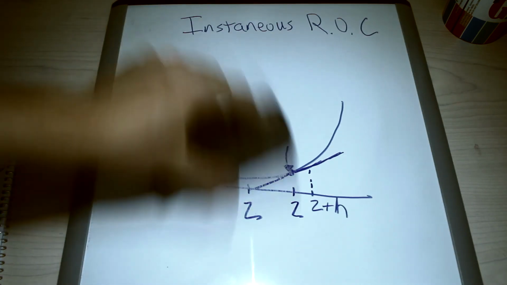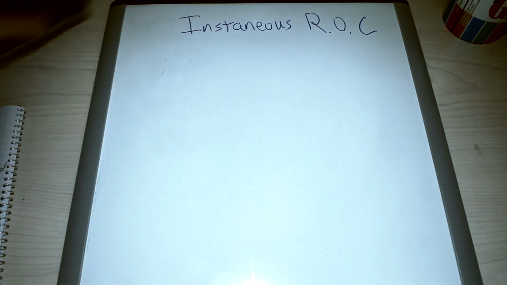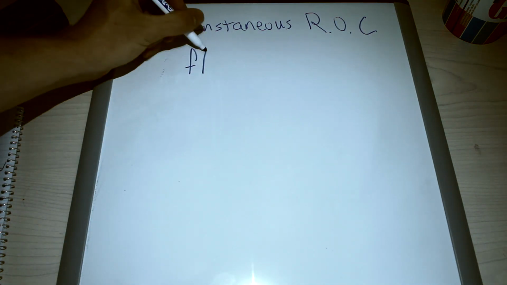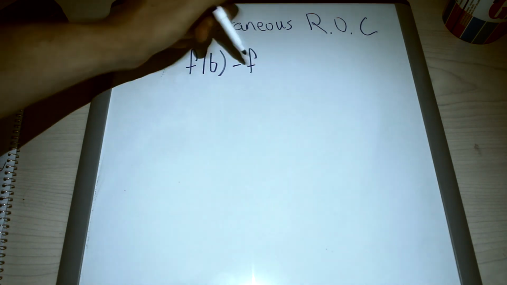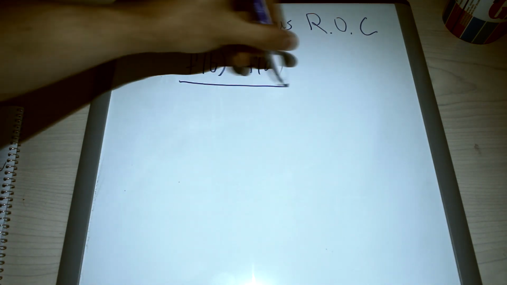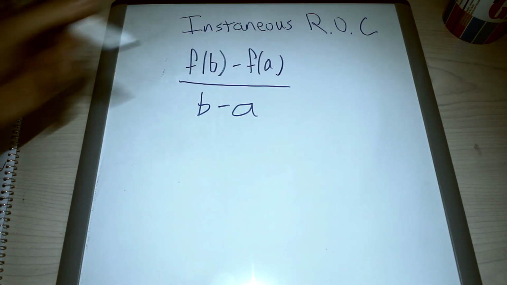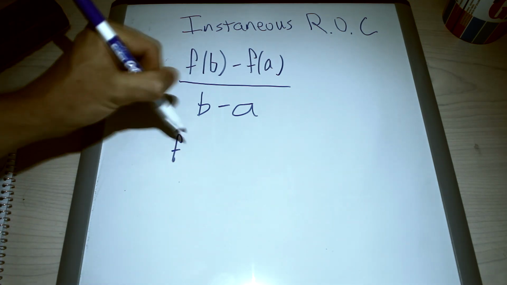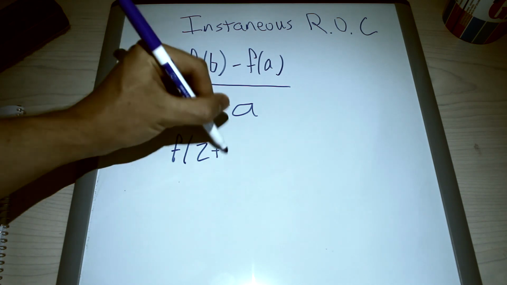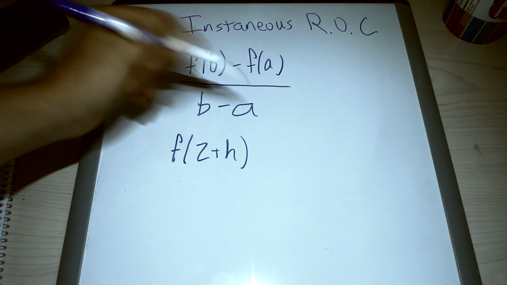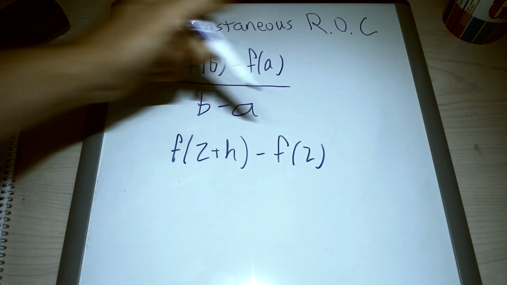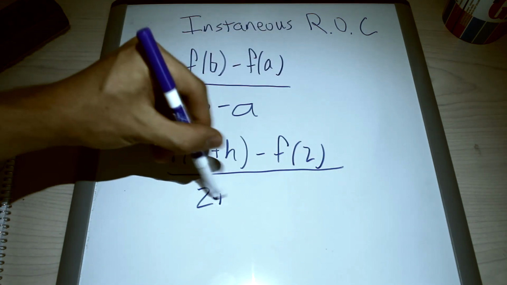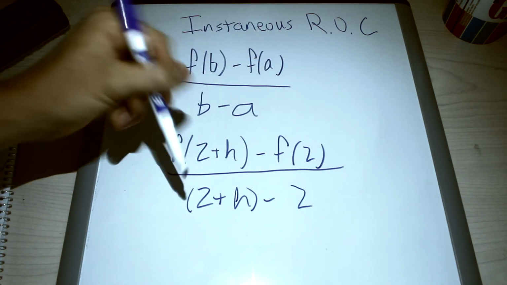So, last video, we dealt with this equation: f of b minus f of a all over b minus a. We're going to be using that same equation now, but if we plug in what we just found, it's going to be f of 2 plus h, because that point is going to be acting as our b coordinate, minus f of 2, all over 2 plus h minus 2.